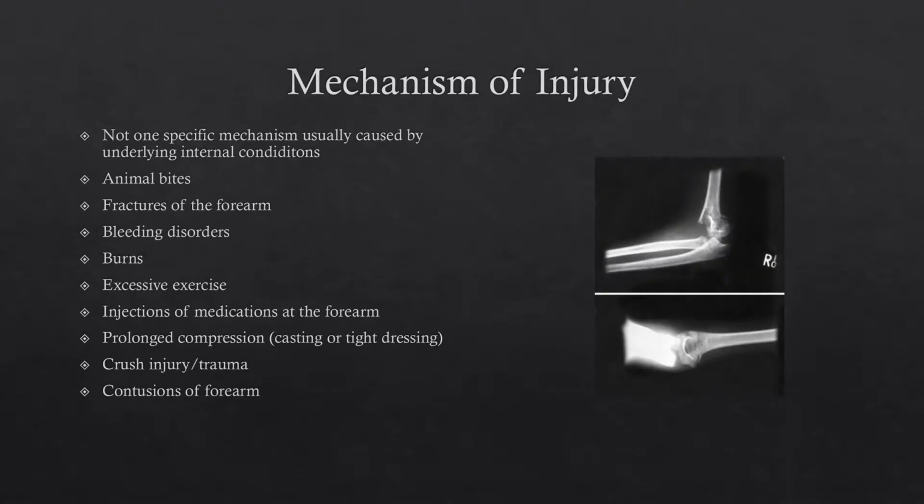Mechanism of injury. Not one specific mechanism, but usually caused by underlying internal conditions. Can be caused from animal bites, fractures of the forearm, specifically a supracondylar fracture, bleeding disorders, burns, excessive exercise, injections of medications at the forearm, prolonged compression from a cast or a tight dressing, crush injury or trauma, or a severe contusion of the forearm.